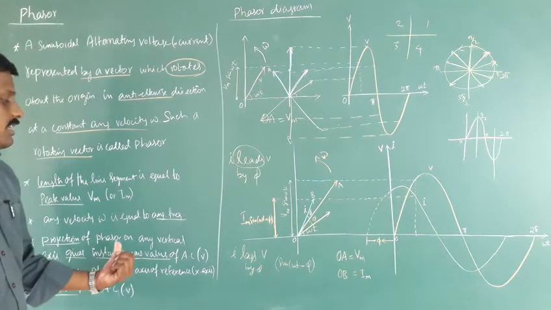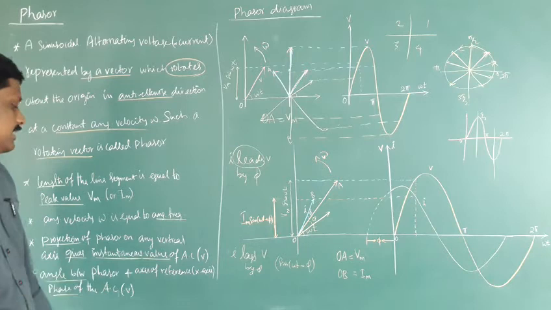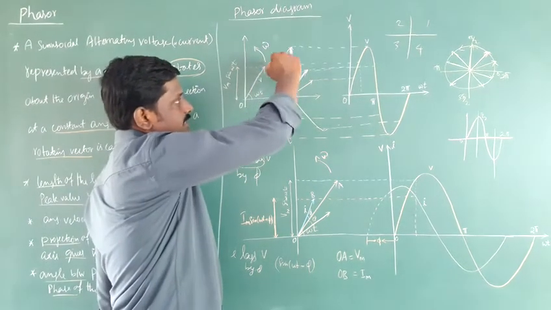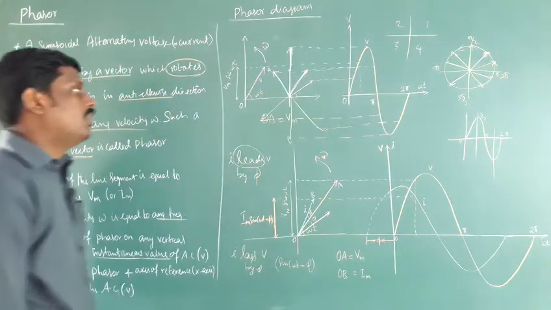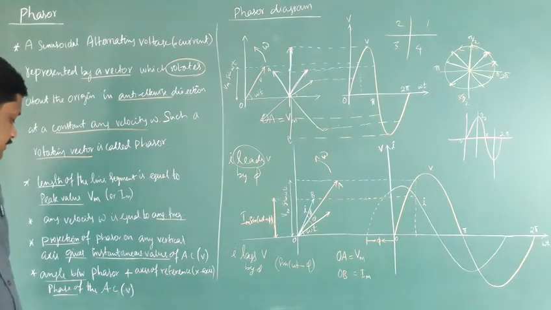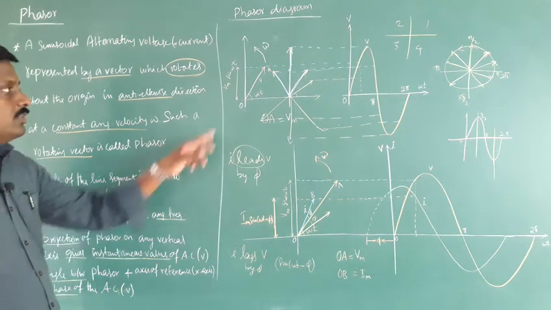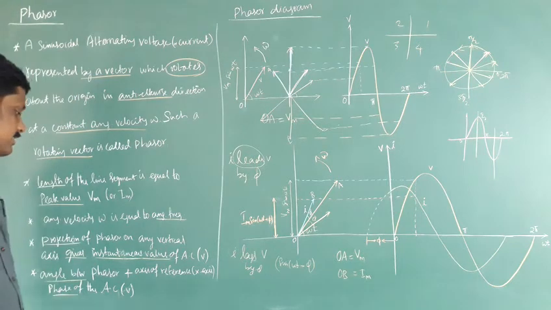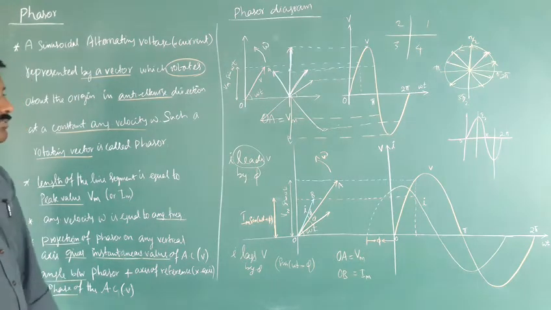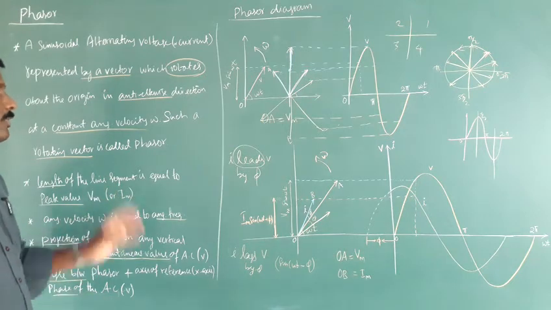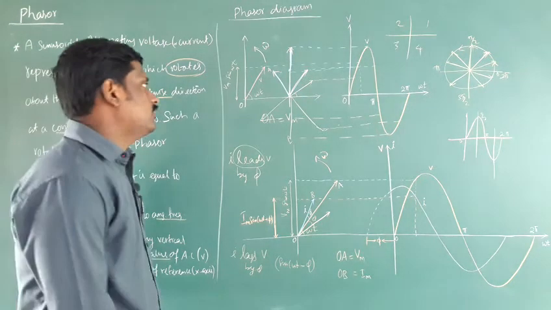Then the projection of the phasor on the vertical axis gives the instantaneous value. So it projects in this direction, and it gives the value of that alternating voltage at that instant. Then the phase angle: the angle between the phasor and the reference axis, that is the x-axis, gives the phase of the alternating current or voltage. So these are the four conditions that should be maintained while drawing the phasor.